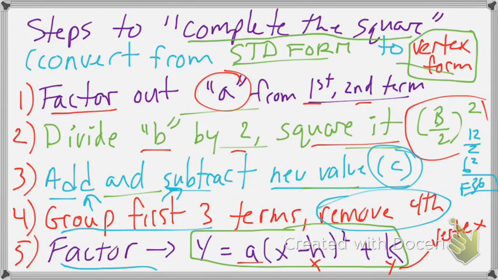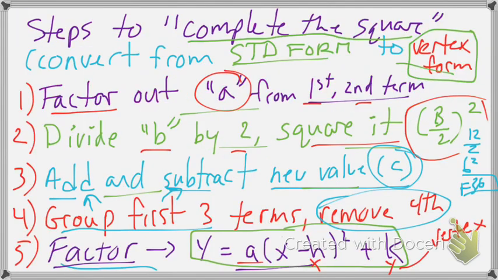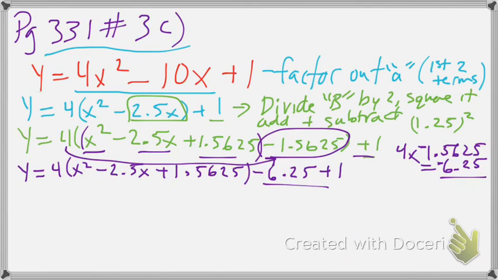Our last step is to factor, and we get our vertex form. So let's do that in red. I'll actually write that here. Factor. Y is equal to 4 bracket x minus... Now the square root of x squared is x. Negative 2.5. Remember, this is going to be a perfect square. So what are our values going to be? This is just going to be negative 1.25.